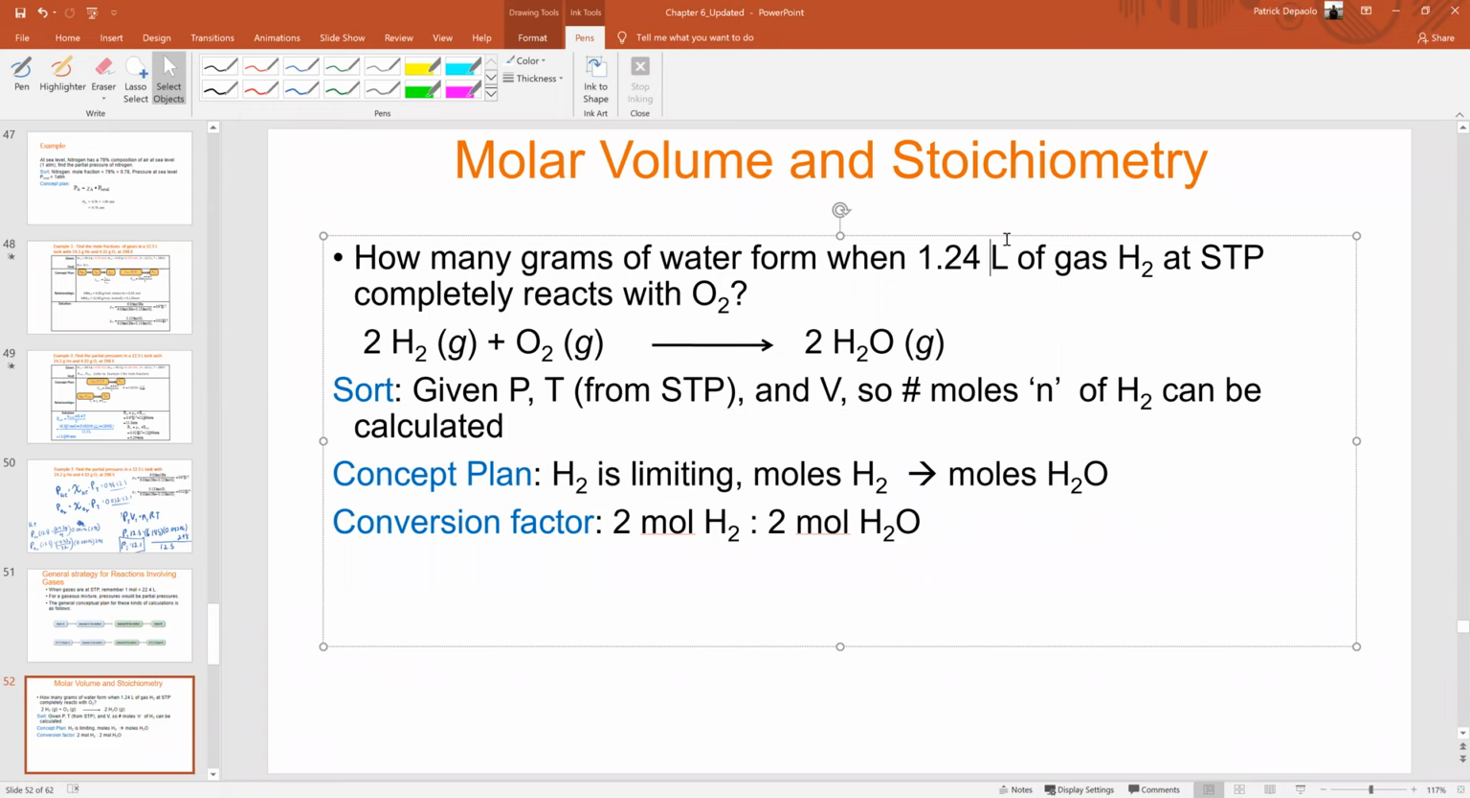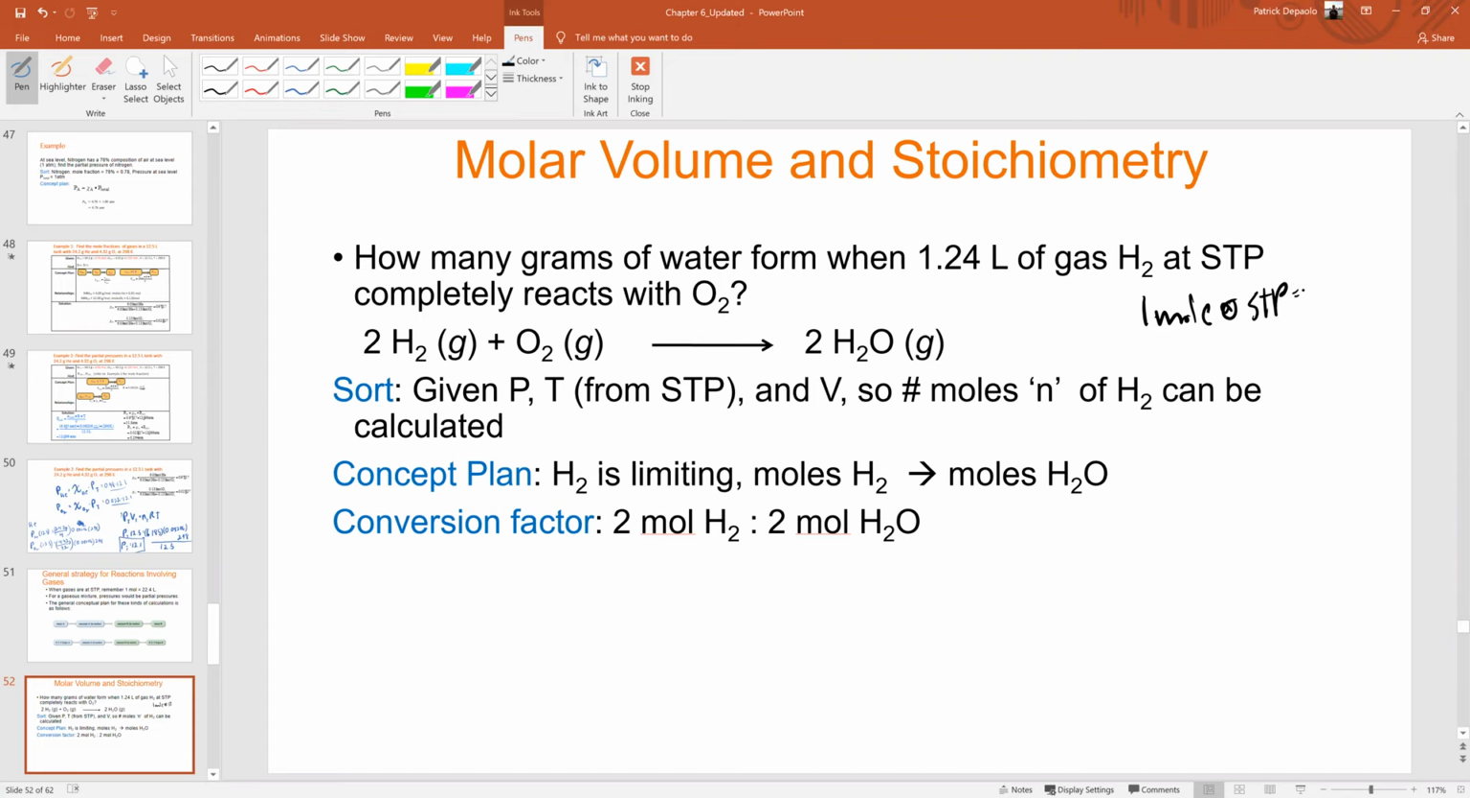So using P equals nRT, we can solve for the amount of H2 at STP. Actually, watch this. Because we know what STP is, we know that 1 mole at STP equals 22.4 liters. We have 1.24 liters. We can just do 1.24 divided by 22.4 to figure out how many moles. That's around 1 over 11, so let's say it's 0.10 moles.